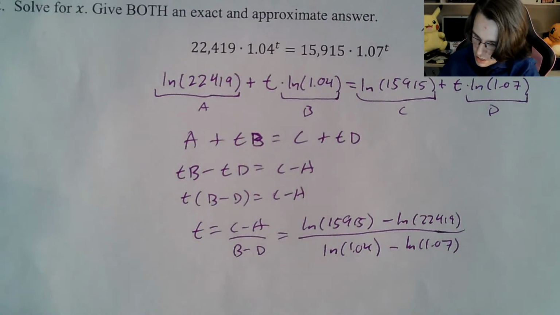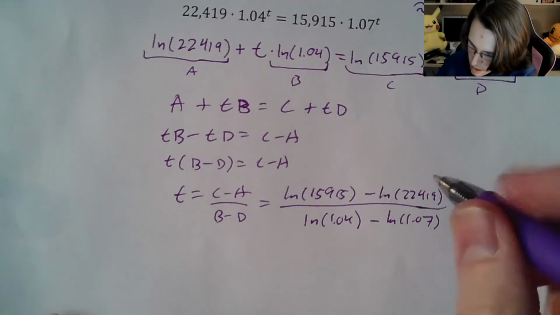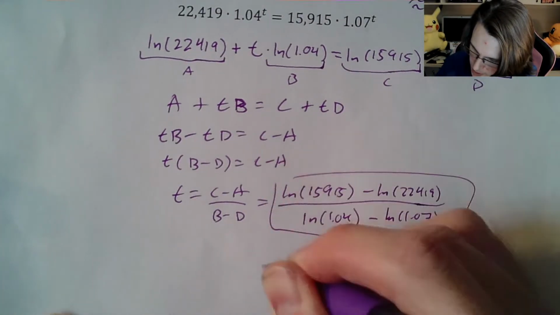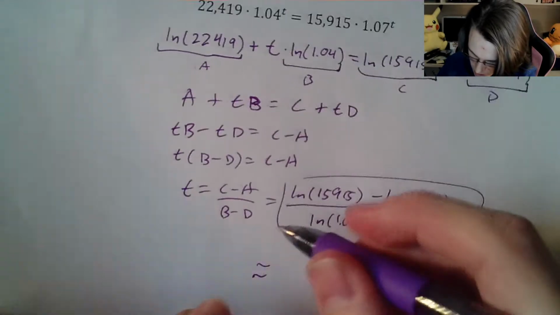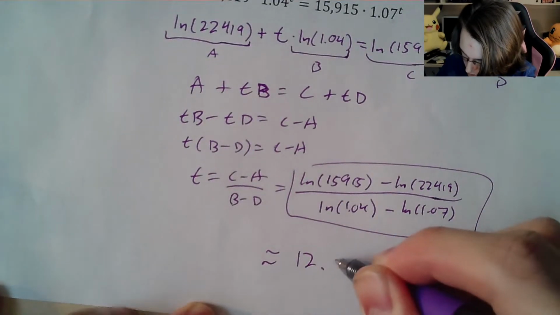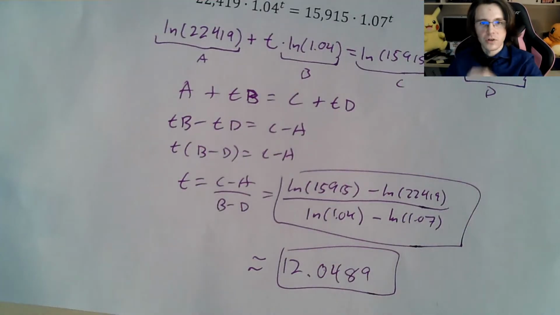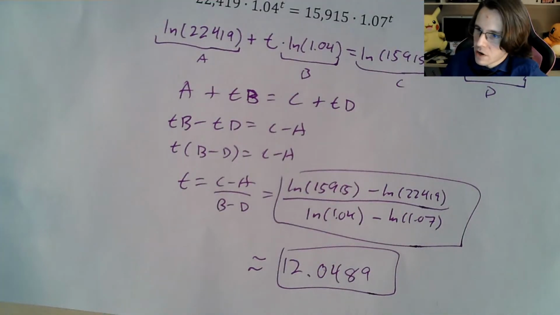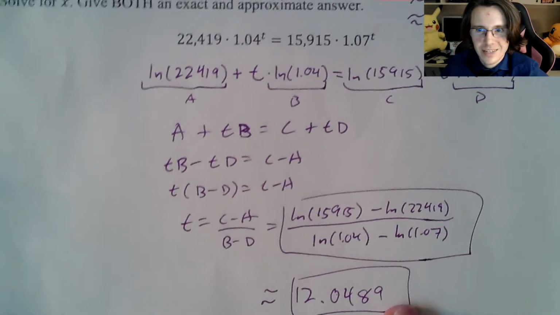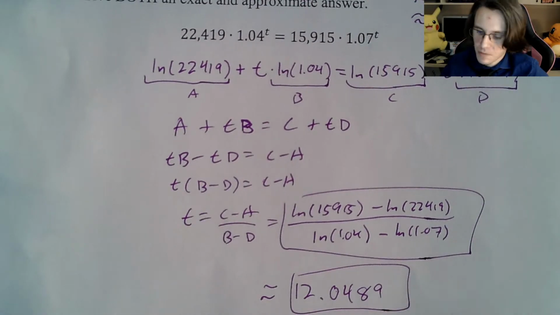And if you do that, this is our exact answer. And then the approximate answer is 12.0489. So approximately 12 years, a little bit less than that, for how long until these two accounts have exactly the same value. Let's go on to the next page.